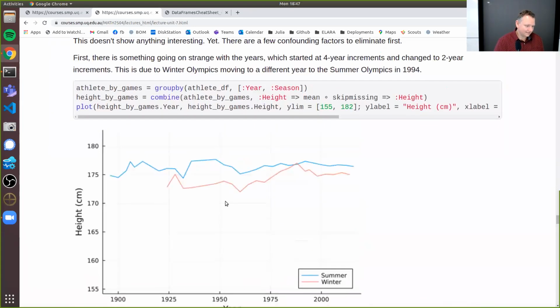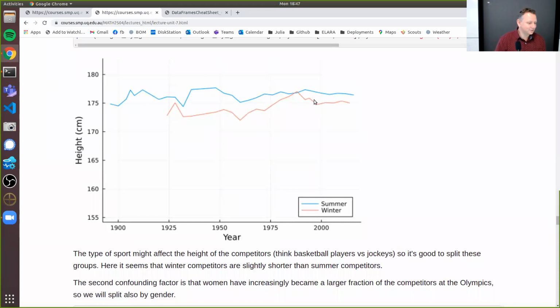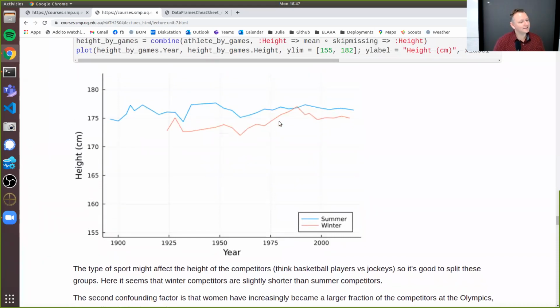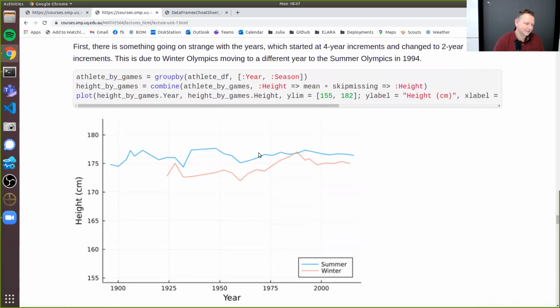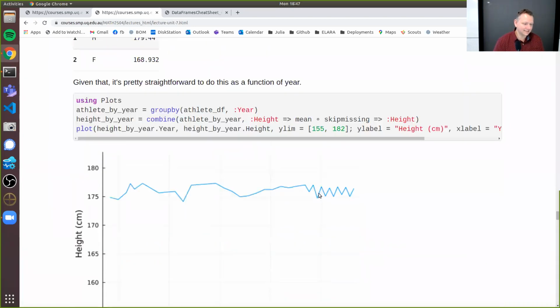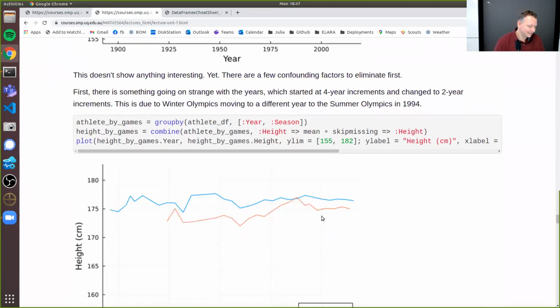Now, I don't know much about all the different sports in the Winter and Summer Olympics, but generally we see a trend that the Winter Olympians are a bit shorter than the summer ones. And that's what's explaining these jagged up and down, up and down, up and down here. Every 2 years it's going winter, summer, winter, summer, winter, summer.